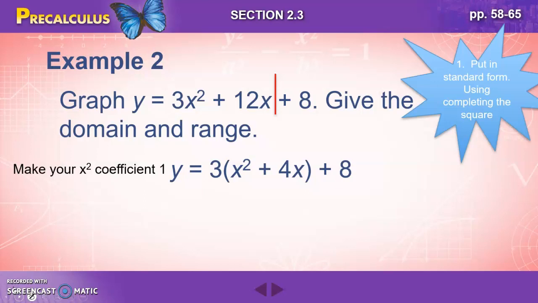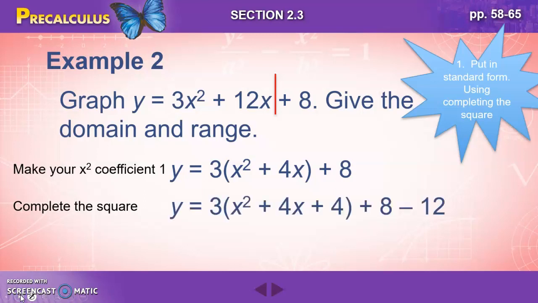So when I factor 3 out of those first two terms, I'm left with x squared plus 4x. So that's the first thing that I want to do. The next thing that I'm going to do is to complete the square. So what I need to do is take my number that I factored out here. We're going to take this term.